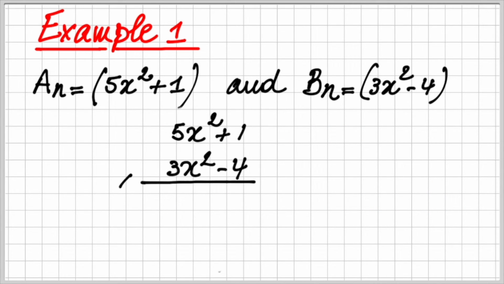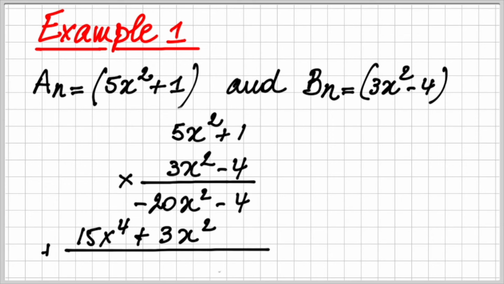Now we can also do it using the second method. First we multiply 5x to the square plus 1 with minus 4, so we find minus 20x to the square minus 4. And now we multiply 5x to the square plus 1 with 3x to the square, so we find 15x to the power 4 plus 3x to the square. We add all of these polynomials together, and we find 15x to the fourth minus 17x to the square minus 4.